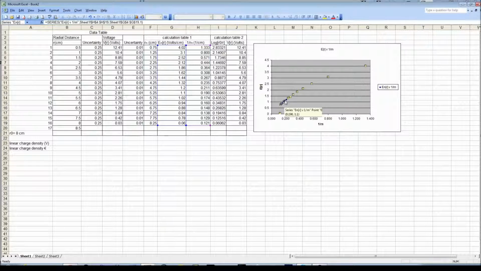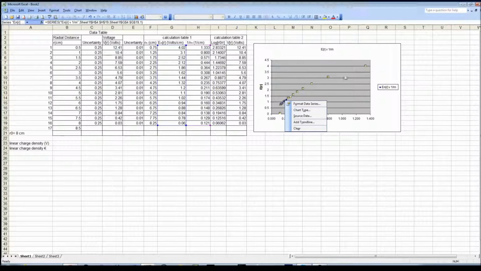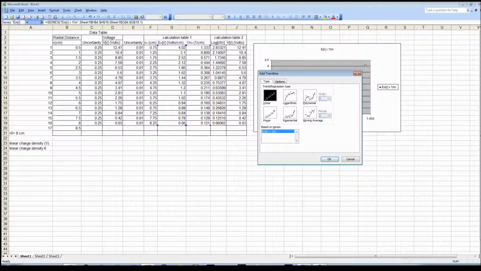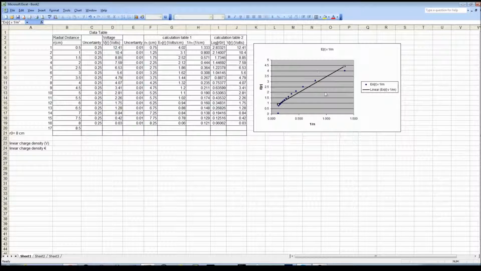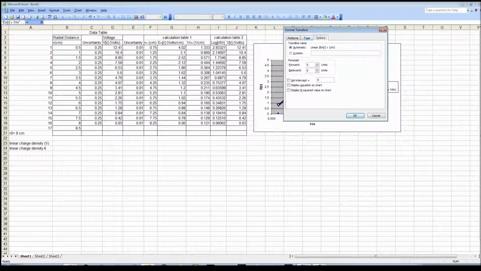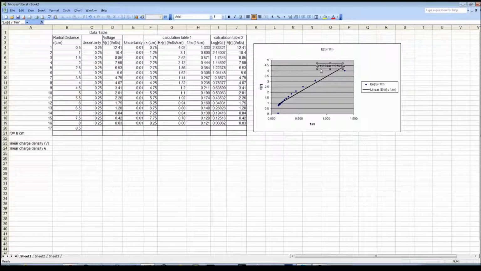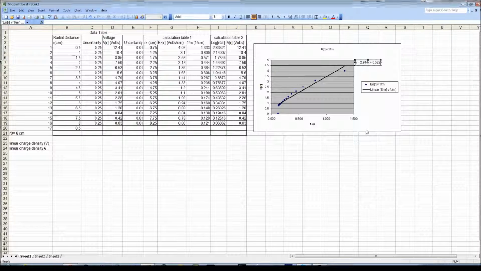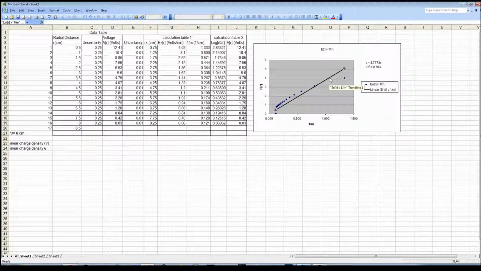But we want a trend line. We want to see what the slope of our trend line is. So here we go. We simply add trend line, add linear trend line. There we go. We got a trend line going through all points. And we display our equation on the chart. And I had forgotten to set our y-intercept to 0. I've now fixed that, so there we go. There is our slope.